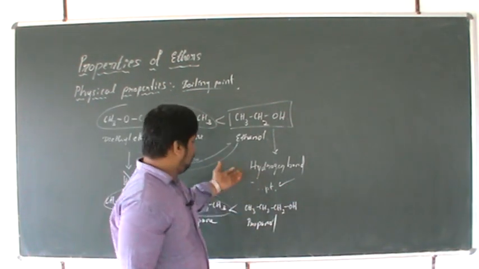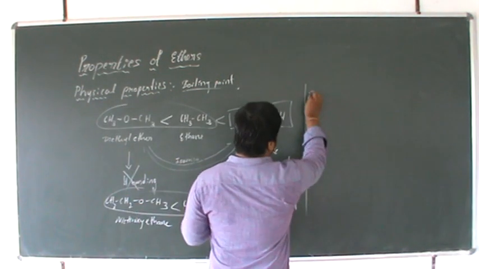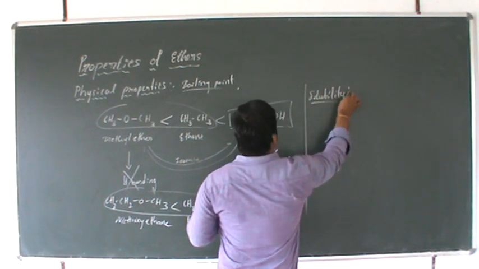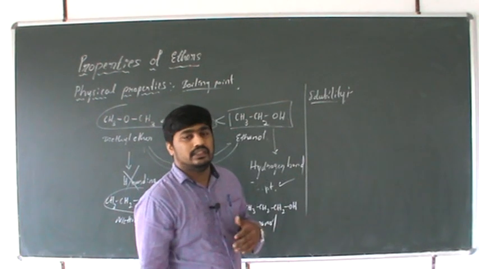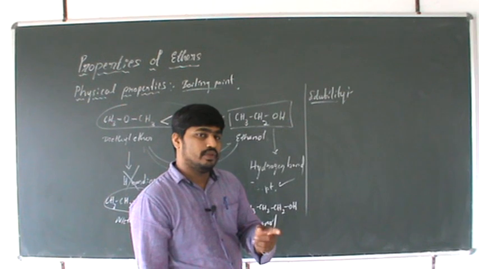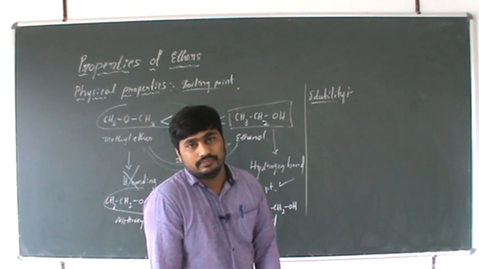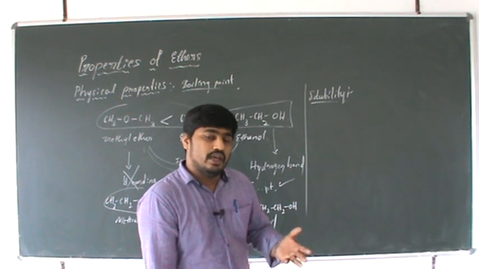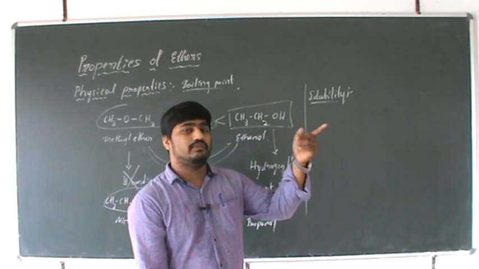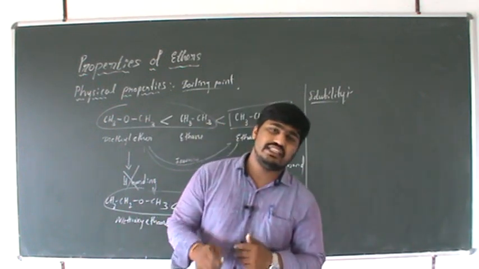Another extension of these things is the solubility. When we observe the solubility, the solubility of alcohol in water is the same as the solubility of ether in water. Okay, that means the rate of solubility of alcohol in water is equal to the rate of solubility of ether in water. What is the reason for solubility?